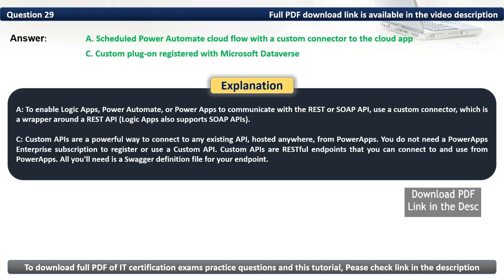About the options, A. To enable Logic Apps, Power Automate, or Power Apps to communicate with the REST or SOAP API, use a custom connector which is a wrapper around a REST API. About option C, custom APIs are a powerful way to connect to any existing API hosted anywhere from Power Apps. You do not need a Power Apps Enterprise subscription to register or use a custom API. Custom APIs are RESTful endpoints that you can connect to and use from Power Apps. All you need is a Swagger definition file for your endpoint.